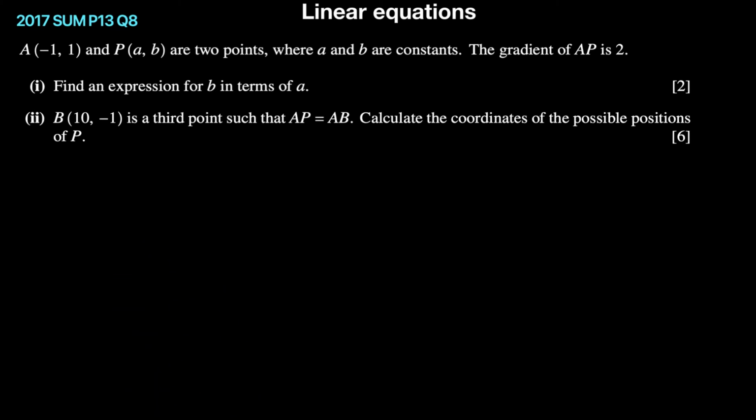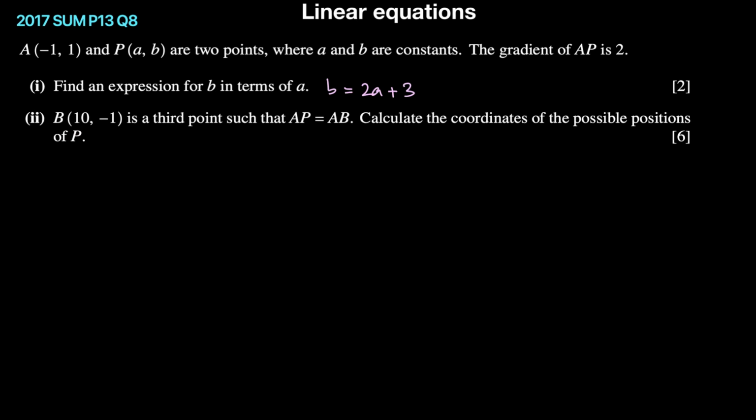All right, so for the next part, we know b is equal to 2a plus 3. That was the answer to the first part. In the next part, they've given us a third point B, 10 comma minus 1, and they've told us that the distance AP between these 2 points is equal to AB. And now they're asking us to calculate the coordinates of the possible positions of P.